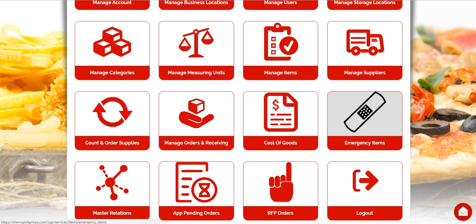Emergency items, this is things that maybe you forgot to order from your supplier and had to go pick up from the store. So if you had to go pick up some milk or some tomatoes or something, you need a way of adding those items into your inventory without placing a full food order, and this is where you do that.